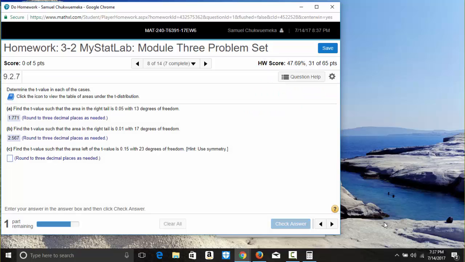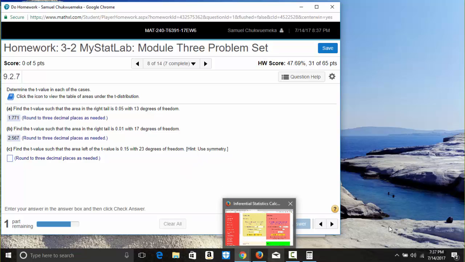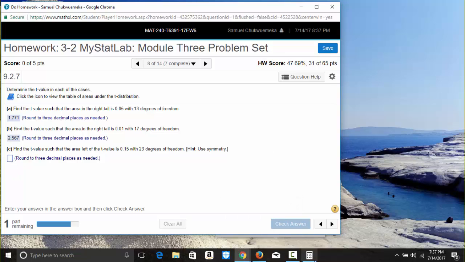C, find the T value such that the area left of the T tail. Okay, this one is now left tail, not right tail, but it's still one-tailed. It's 0.15 with 23 degrees of freedom. Hint, use symmetry. So for the left tail, you're going to have a negative value. You can't have negative area though. You're just having the negative value that corresponds to the area in that left tail. So let's go ahead and find it for right tail, and we just put a negative value here.